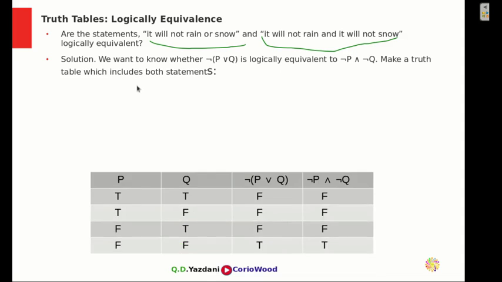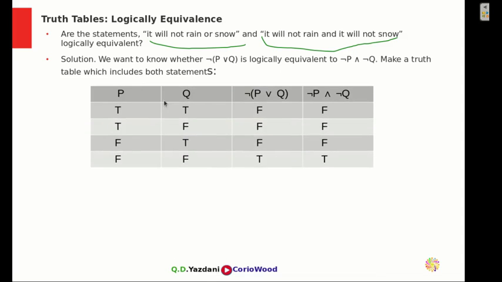So we're going to make a table here. Our table has P and Q, not (P or Q), which is it will not rain or snow, and not P and not Q, which is it will not rain and it will not snow. Keep in mind the two of them are equivalent. So we have two T's and two F's for P, and for Q it is T F T F. For not rain or snow and not rain and not snow, the values are false false, false false, false false, and true true, because both of them are logically equivalent.